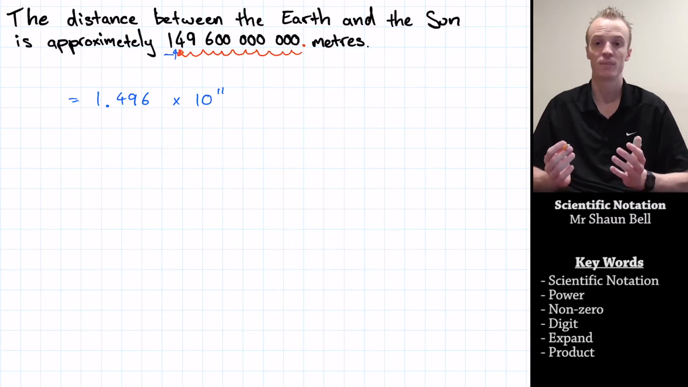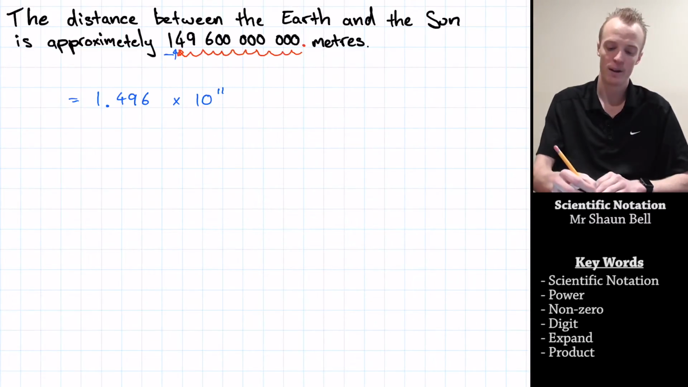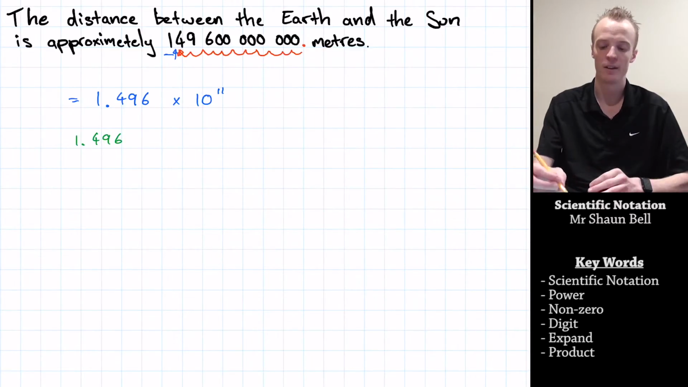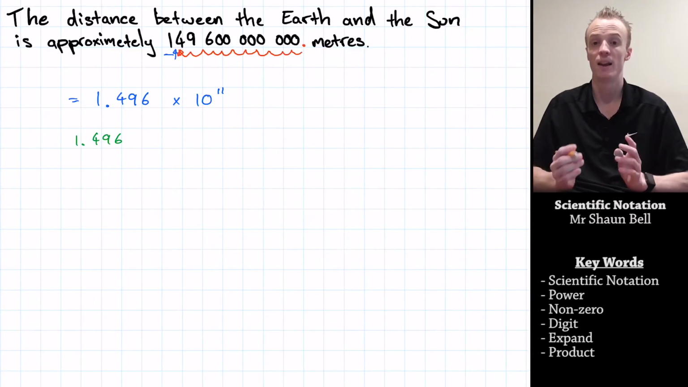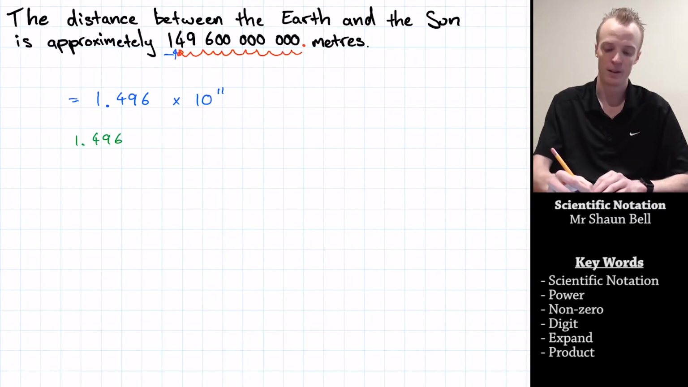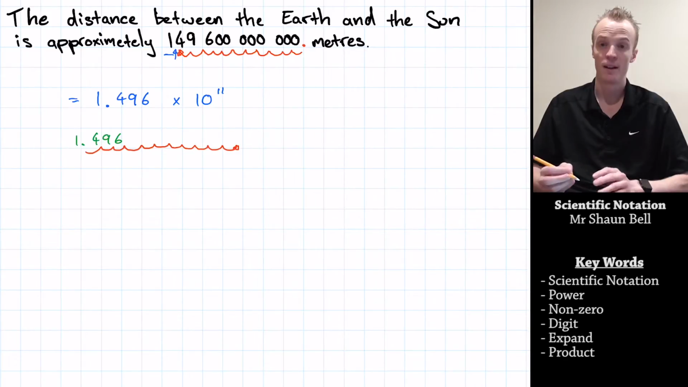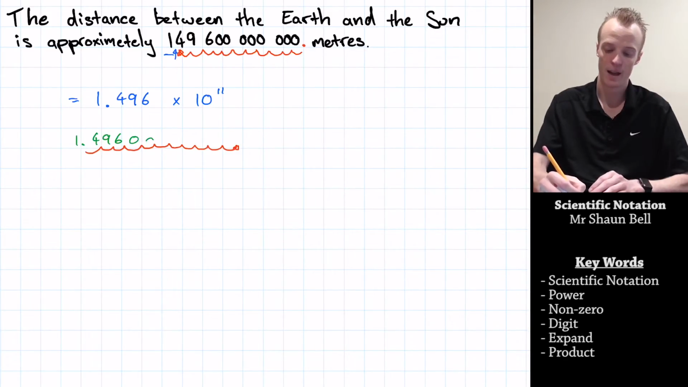Now we can check to make sure that we've got the answer right by expanding it back out. Now we know that this is going to be 1.496 times 10 to the power of 11. So we're going to be moving the decimal place 11 spots to the right. So that's going to be 1, 2, 3, 4, 5, 6, 7, 8, 9, 10, 11. So it'll go in there. We need to put the zeros wherever there's a gap. And then we record our number down.